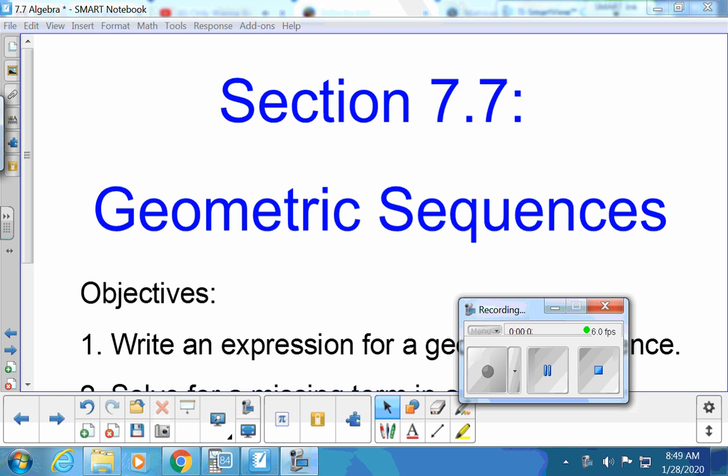What's up, math scholars? Today is geometric sequences, when they have a constant multiplier between each term. Unlike yesterday, when they had a constant slope and a constant number they were adding each time, we're going to be multiplying. And that causes the numbers to get really big really fast.